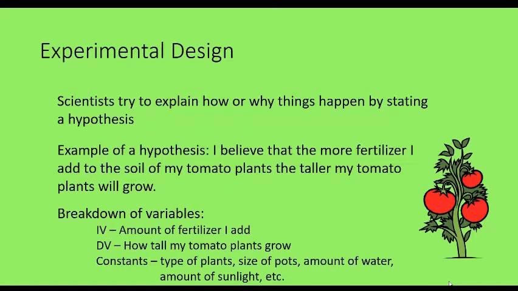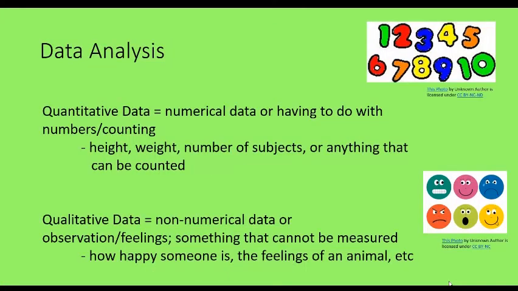My constants? Constants are going to be everything in that experiment I kept the same, like the type of tomato plants, the size of the pots, the amount of water, the amount of sunlight. Anything that would affect my tomatoes' growth, I would keep constant, except for the amount of fertilizer.